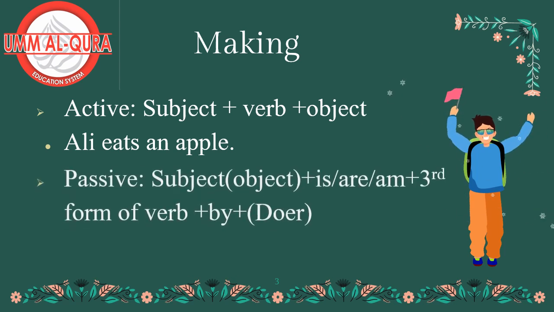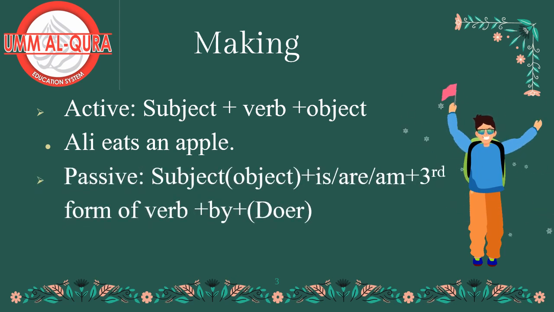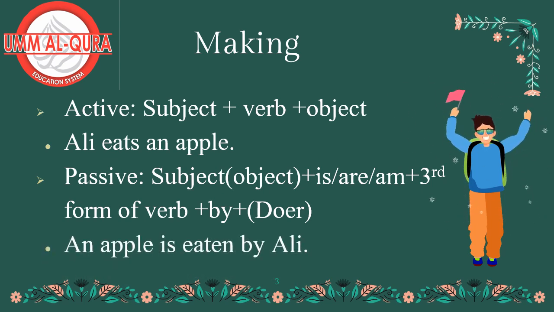Okay. Passive: subject, which was our object in our active sentence, is, am, are with use for present helping verb. Third form of verb will be used, by plus doer, meaning your previous subject. Example for that: an apple is eaten by Ali.